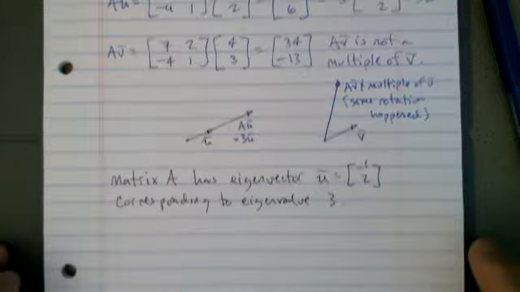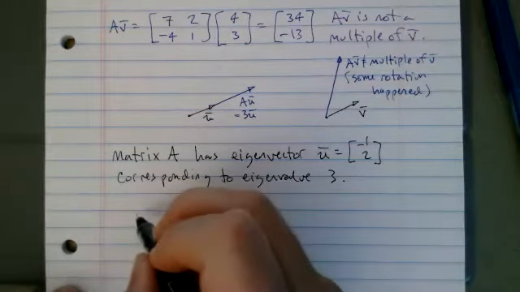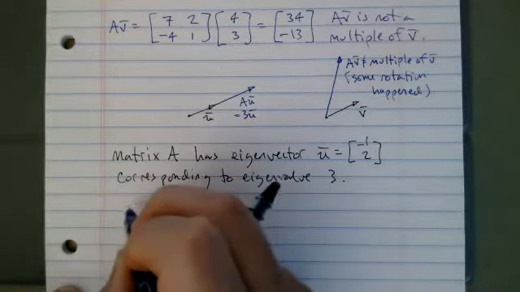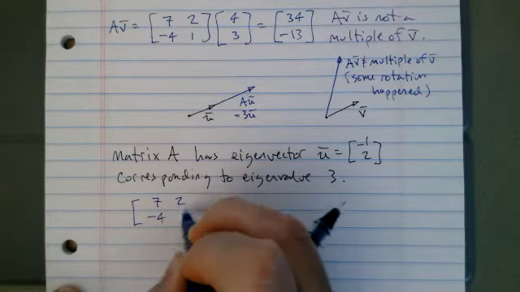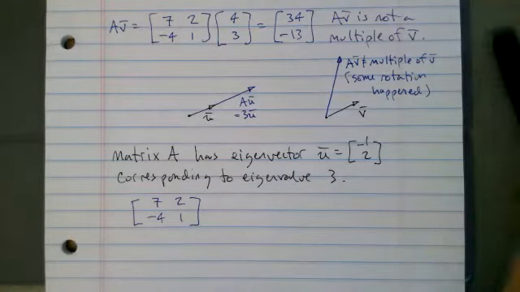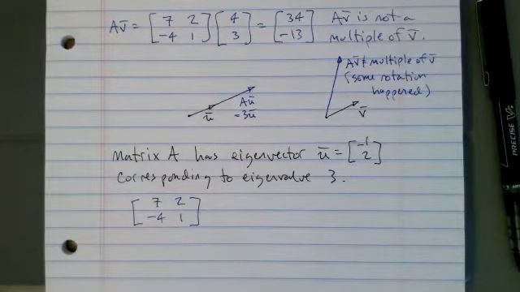So for example, if I take A, 7, -4, 2, 1, because we're thinking of multiplying a matrix by a vector, we're just making a linear combination of the columns of A. And this particular combination, -1 times the first one plus 2 times the second one, ends up just being 3 times whatever we start with.